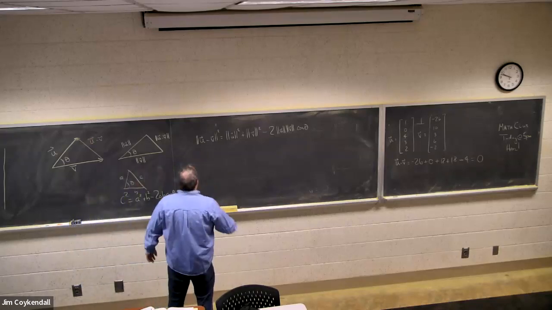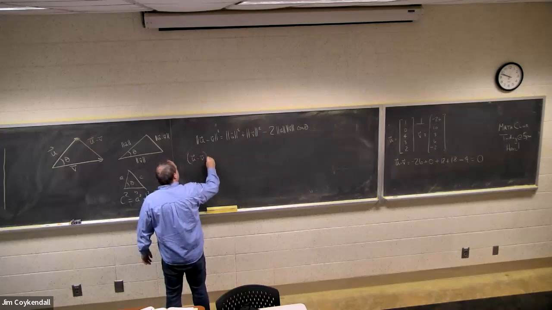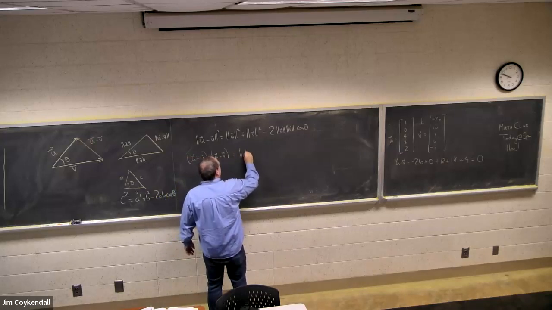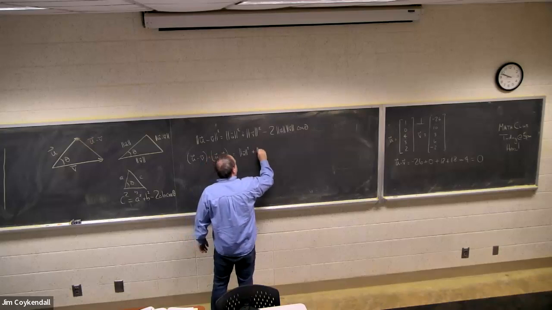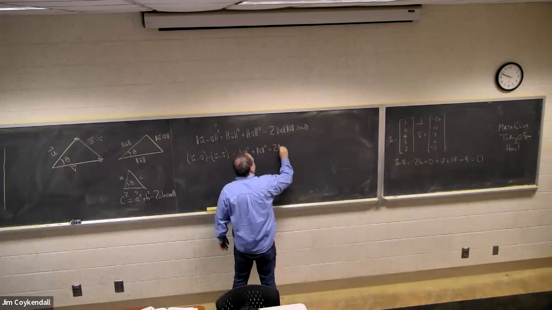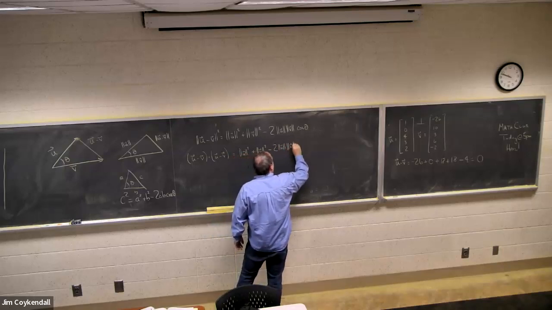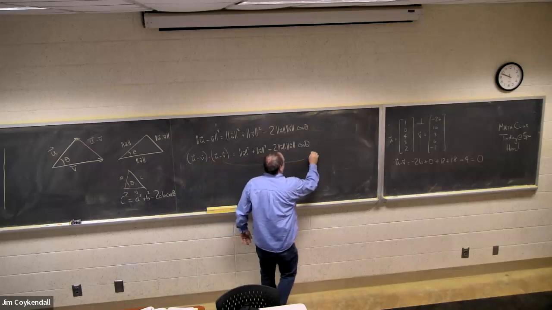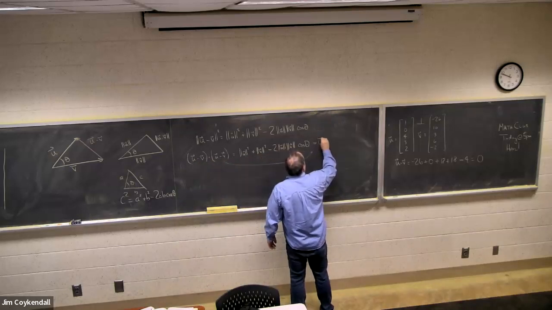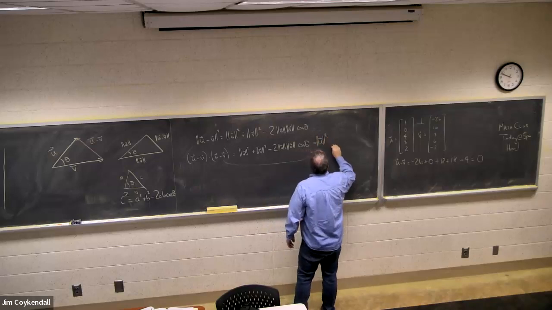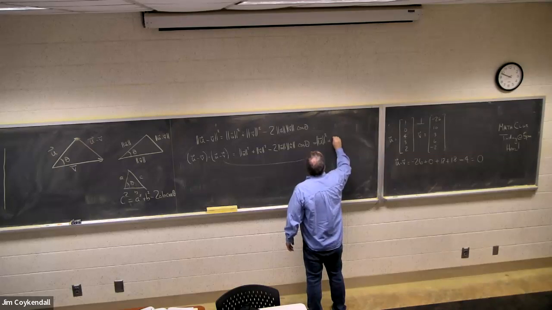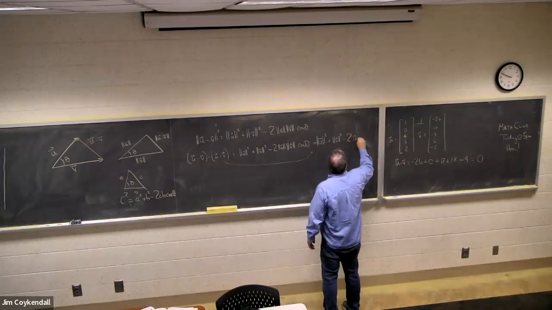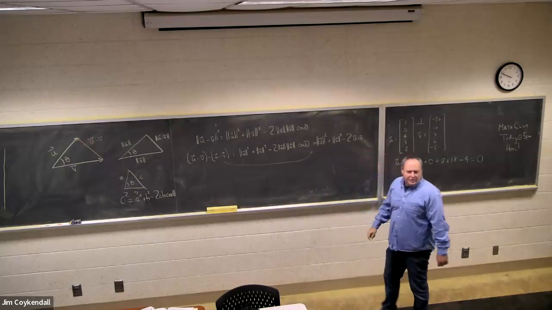Let's take this apart like we did before. This is u minus v, dotted with u minus v, equals, and this piece right here is equal to length of u squared plus length of v squared minus 2 u dot v. This is the same computation that we did before, right?